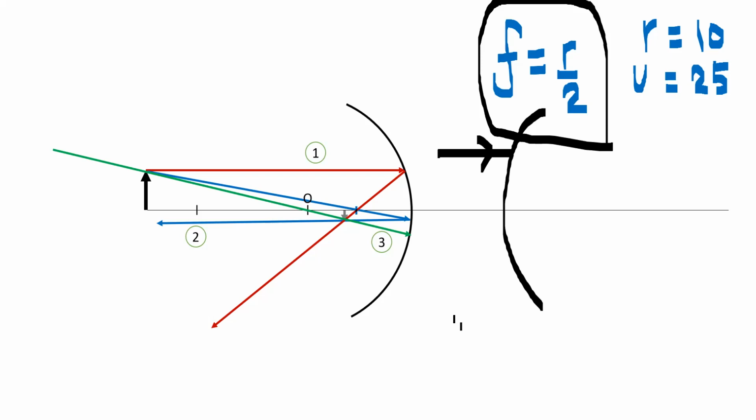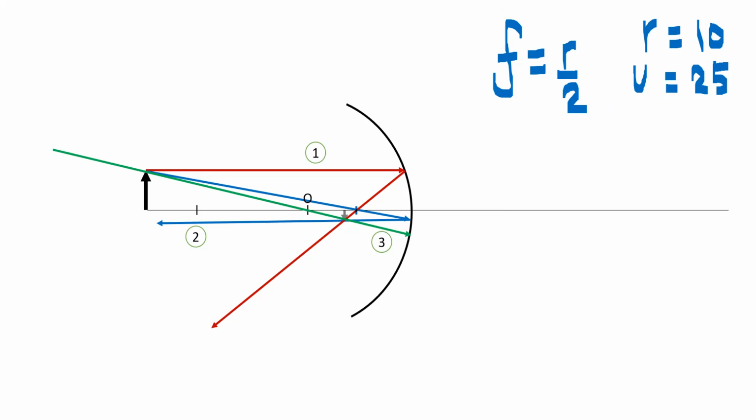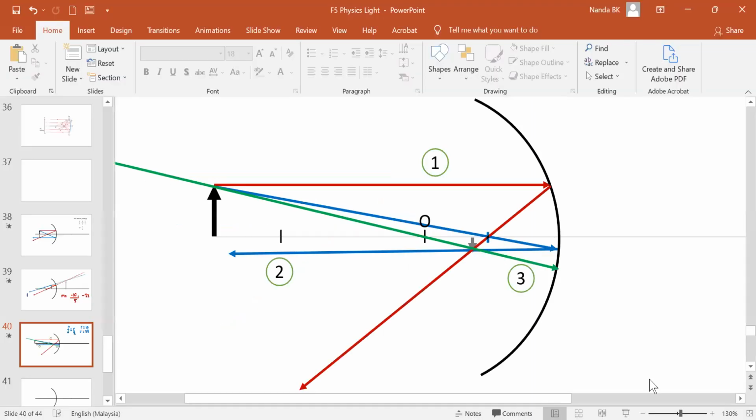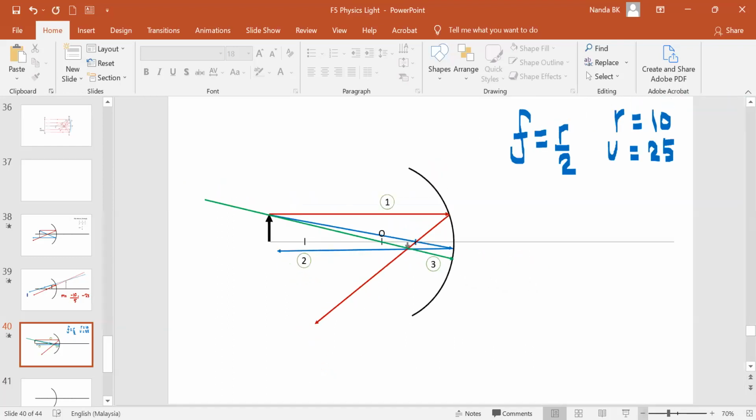Okay, very clear. Good. All right, sikit lagi lah. Maybe 1 lesson or 2 lessons we can finish ready. Okay, good. Can any question you have? Let me know. If not, we will finish.